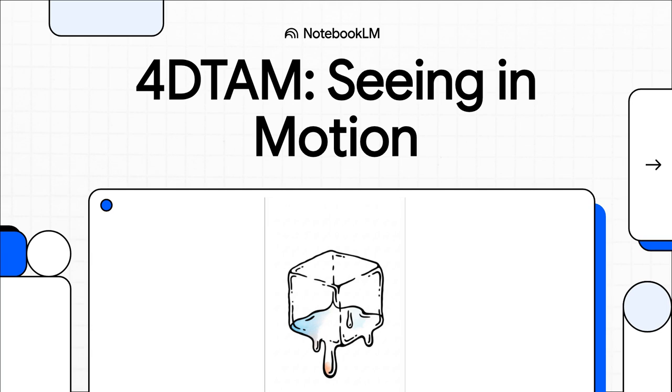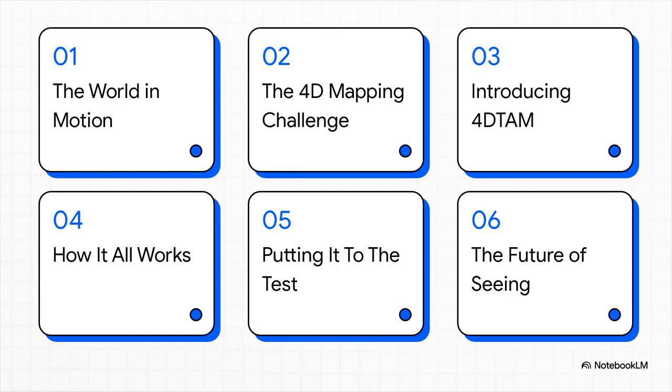It's a brand new way to teach machines how to map a world that is, just like ours, always in motion. So here's our game plan. First, we'll talk about why a world in motion is such a huge headache for computers. Then we'll get into the weeds of the 4D mapping challenge itself, before we introduce the star of our show, 4D TAM. We'll pop the hood, see how it works, and then, the fun part, we'll put it to the test and look at some frankly incredible results. Finally, we'll gaze into the future this kind of tech is building.